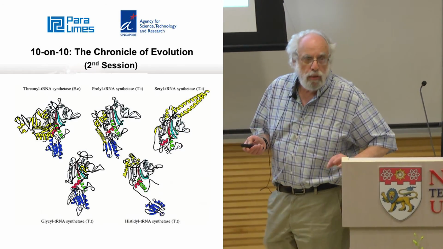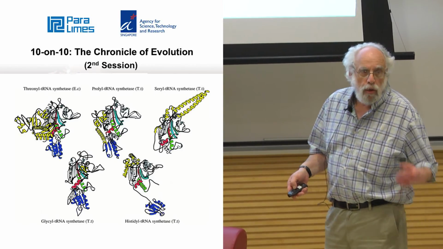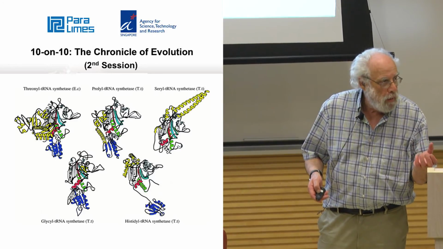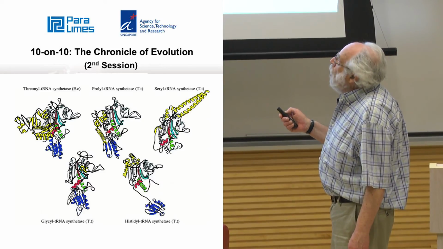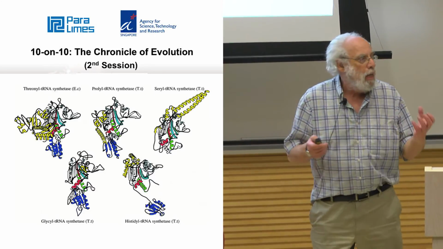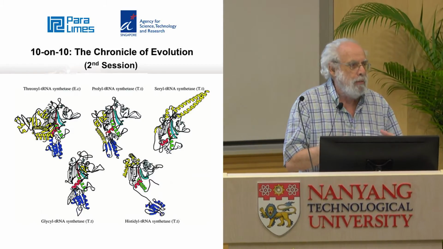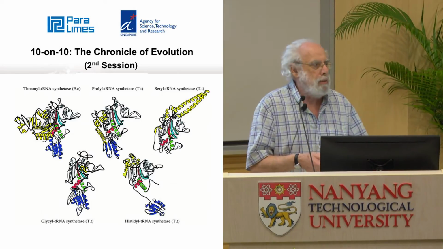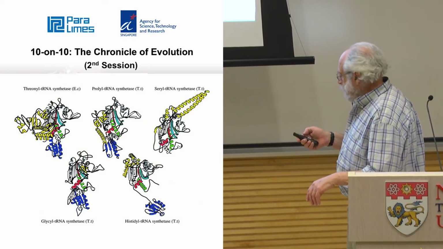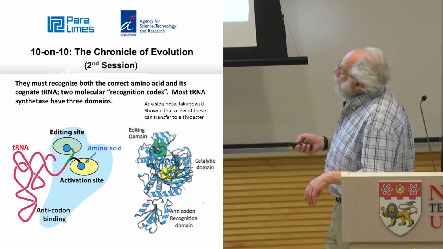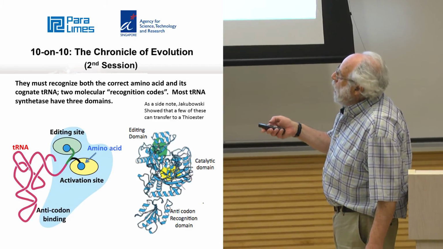This is what the synthetases look like. And they are made out of modules. The blue modules are the ones that look at the tRNA and see the anticodon. The upper modules are made up of the editing module and the catalytic module. The catalytic module is where ATP interacts with amino acids, makes them AMP amino acid, and then it's passed on to the tRNA. There are two types of these. So this is how it looks. Here's the editing site, there's the activation site, and there's the anticodon binding site.